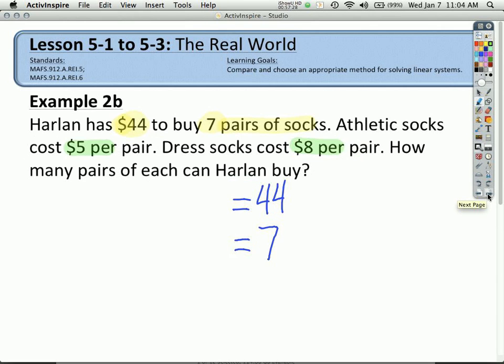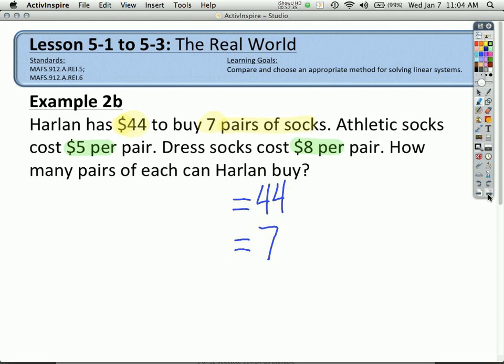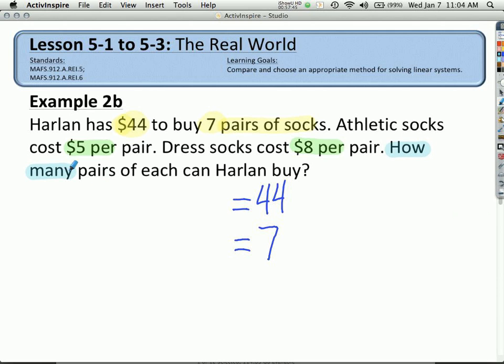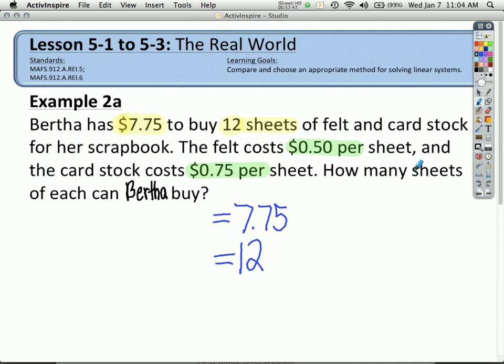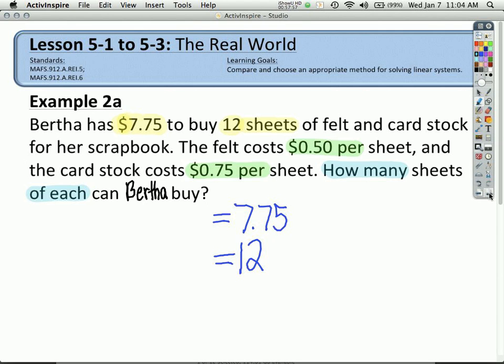There's a phrase in there that showed up in both. What phrase shows up? There's actually a couple of phrases that show up in both. Adriana? How many. Okay. How many shows up in both? What else shows up in both? Michael? Each. Of each. Notice that it says of each.